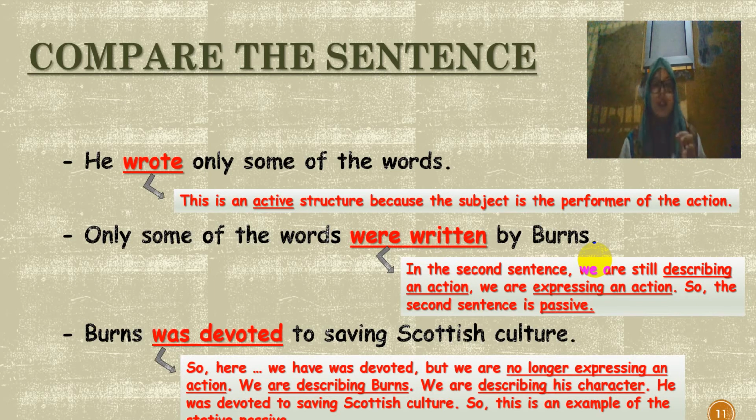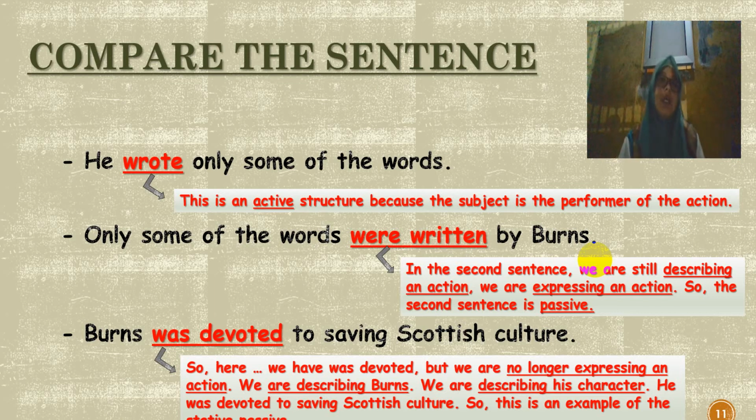And in our second example, we are talking about writing, an action, and we name the performer. But the emphasis is not on the performer, but the receiver of the action. The subject is the words. Only some of the words were written by Burns, so the focus changed. In both sentences, we are still describing an action. We are expressing an action. So the second sentence is passive.